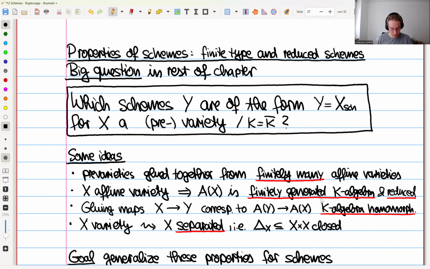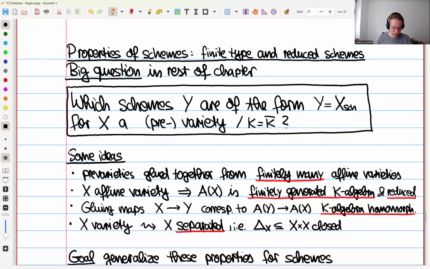And then the final thing, which will also be the final kind of video, is that when X is a variety, then we have imposed this condition that X is separated. So in other words, that the diagonal inside X cross X is closed. And here, if we wanted to lift this to the level of schemes, we would need to define, given X a scheme, what is X cross X as a scheme? What is the diagonal? And then we already know basically what it means for this to be closed.